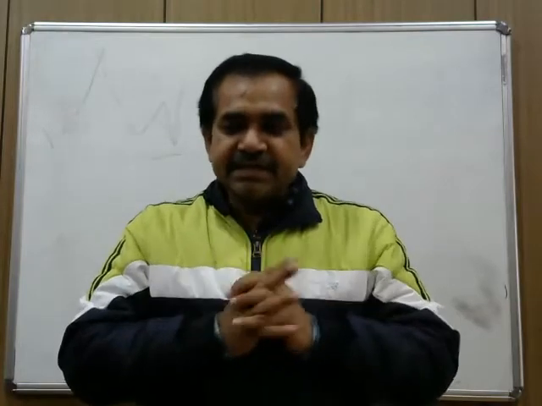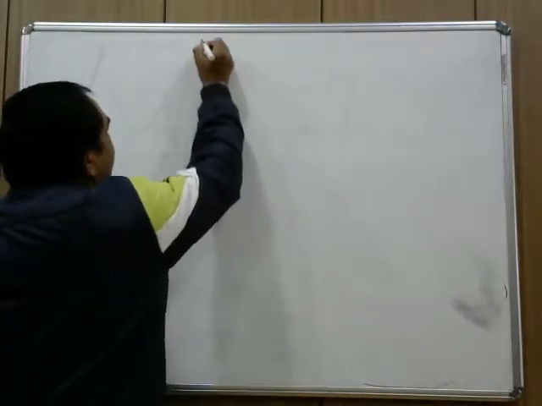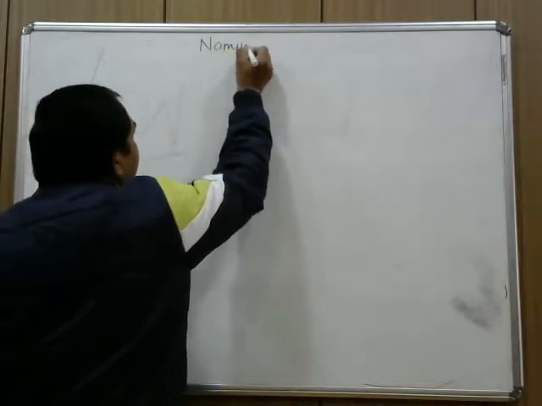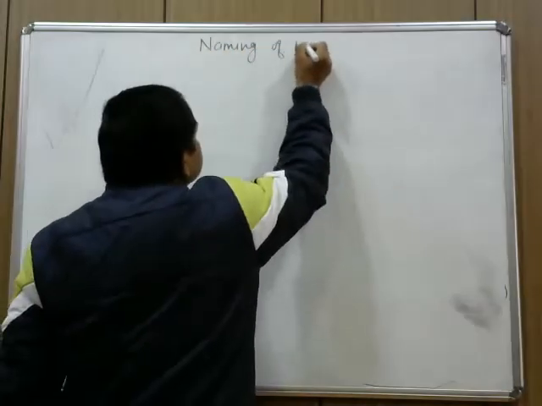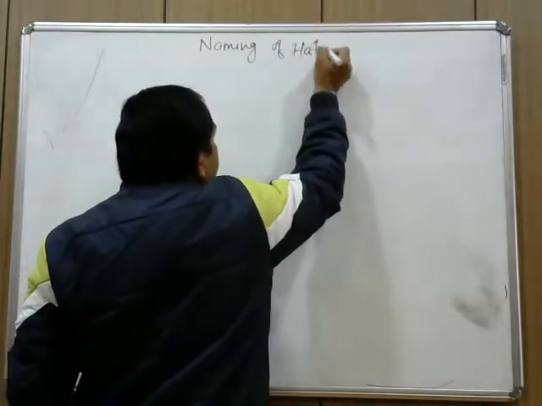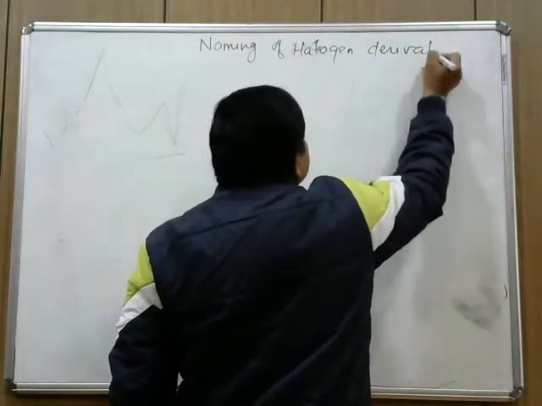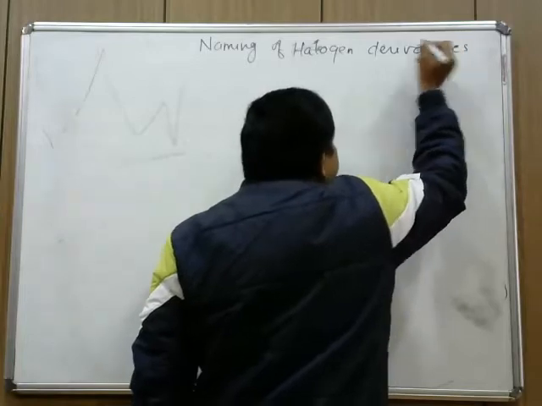Today in this module I will discuss the naming of some common functionalities, some common derivatives of hydrocarbons which are in our course. So first we start with naming of halogen derivatives.